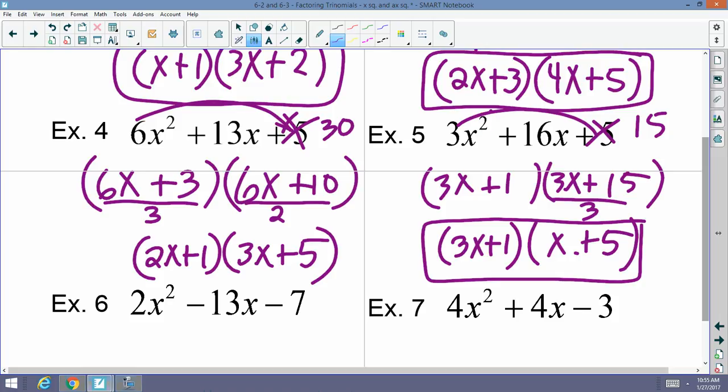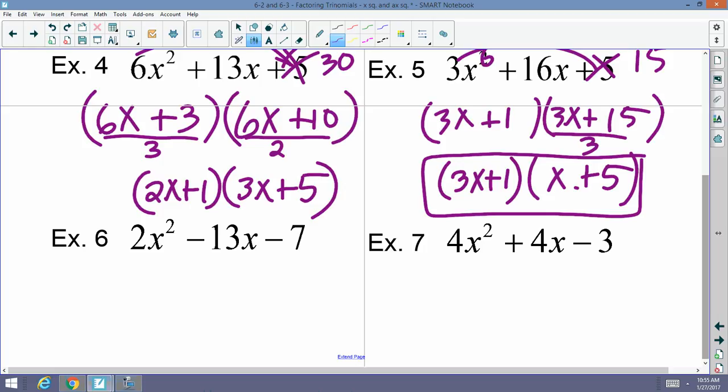If it was 3x to the 6th, then that'd be 3x cubed and 3x cubed, and that'd be 3x cubed and an x cubed here. Yeah, you always split up those exponents evenly, always. Just like the normal setup, sir.